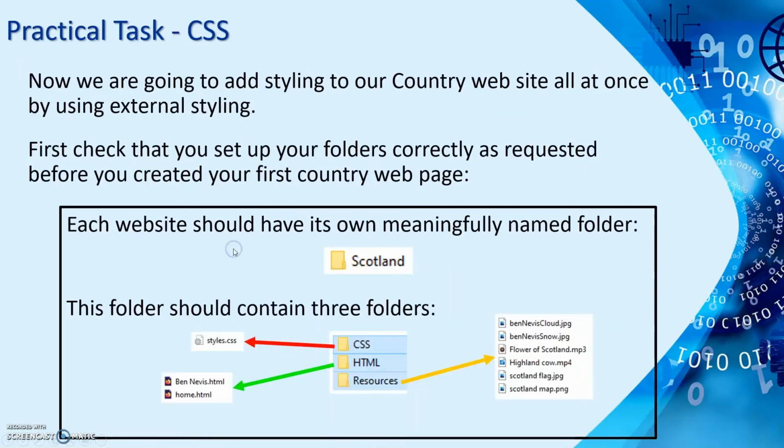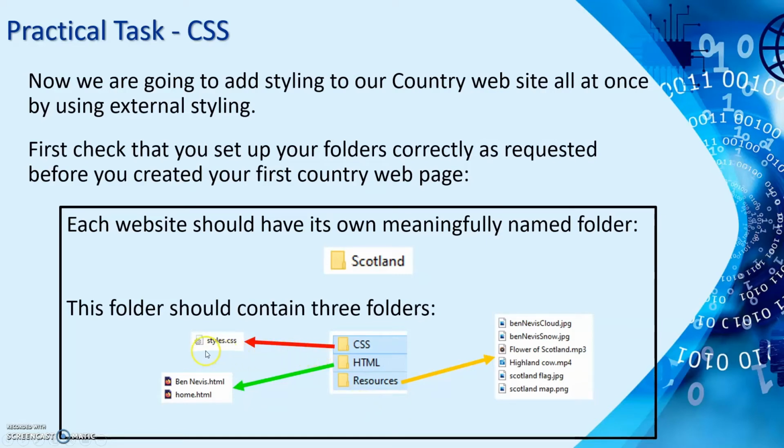Okay, now we've got another practical task then. So you're going to add styling to your country website all at once using this external styling. Now I just want you to check first of all that you set your folders up correctly, like I asked you to do last week when you first created your country page. I said that inside your practical folder you should have a meaningfully named folder with the name of your country. So I've got a folder called Scotland. And inside that I've got 3 folders, one called CSS, one called HTML, and one called resources.